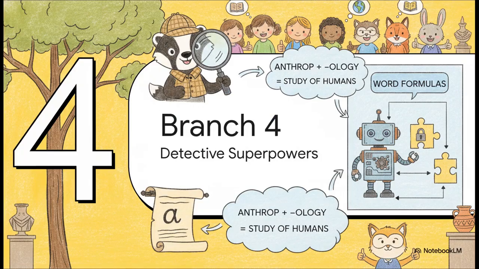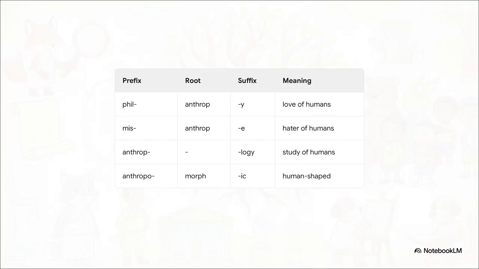Branch 4, Word Detective Superpowers. So, take a look at this word detective training matrix. This brilliantly illustrates how the English language is basically just a giant set of Lego blocks. Now you can really see the pattern. The root anthrop stays completely steady right there in the middle. It's always about humans. But look at how adding prefixes and suffixes changes the whole meaning. Phil makes it about love, mis makes it about dislike, and the suffixes on the right just change the grammatical job of the word. You see, you don't actually have to memorize a dictionary. You just have to memorize the blocks.